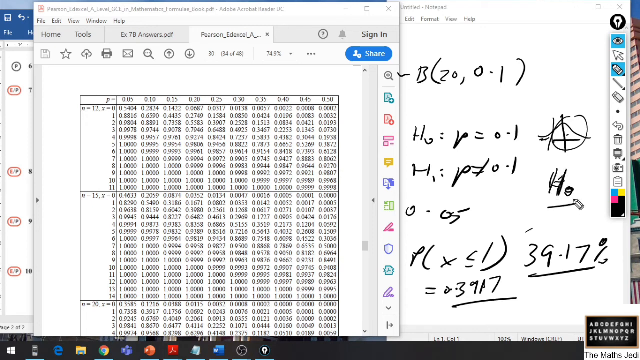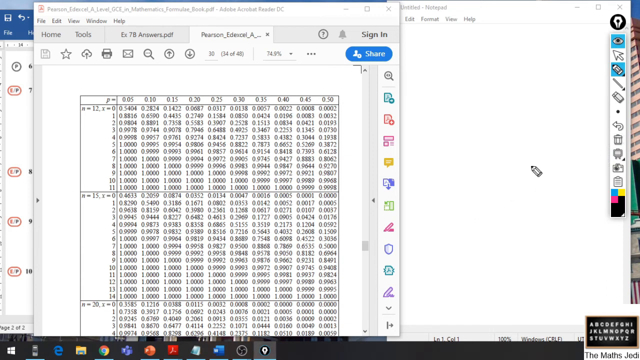Okay, you try to avoid saying H0 is accepted. You try to say H0 is not rejected. Slightly different terminology. It means the same thing actually, but to be honest, we try and say H0 not rejected. It's better terminology in terms of statistics.